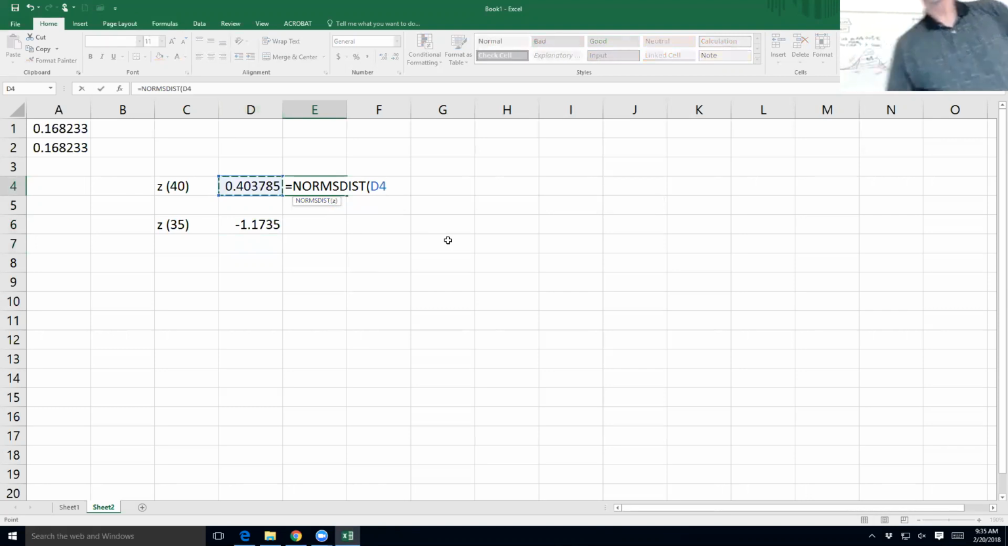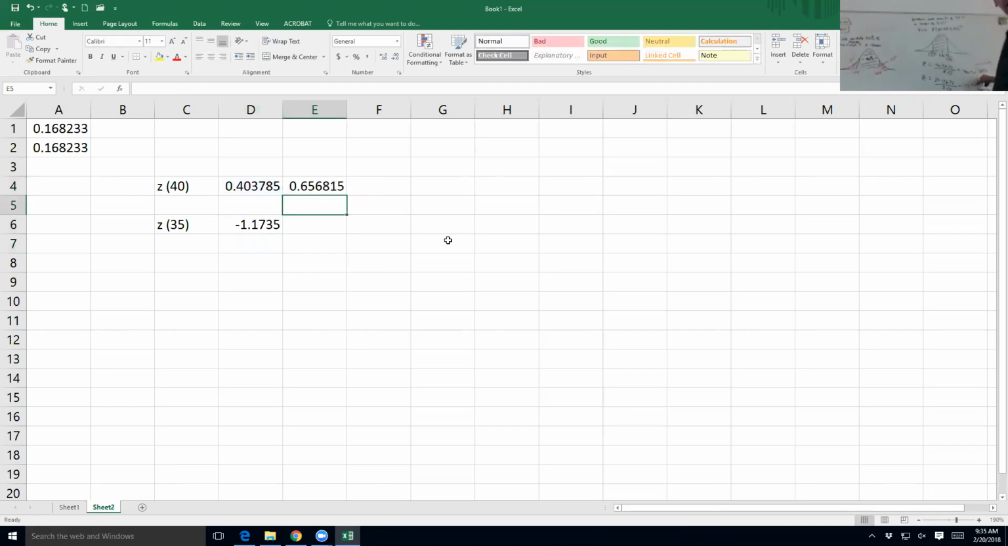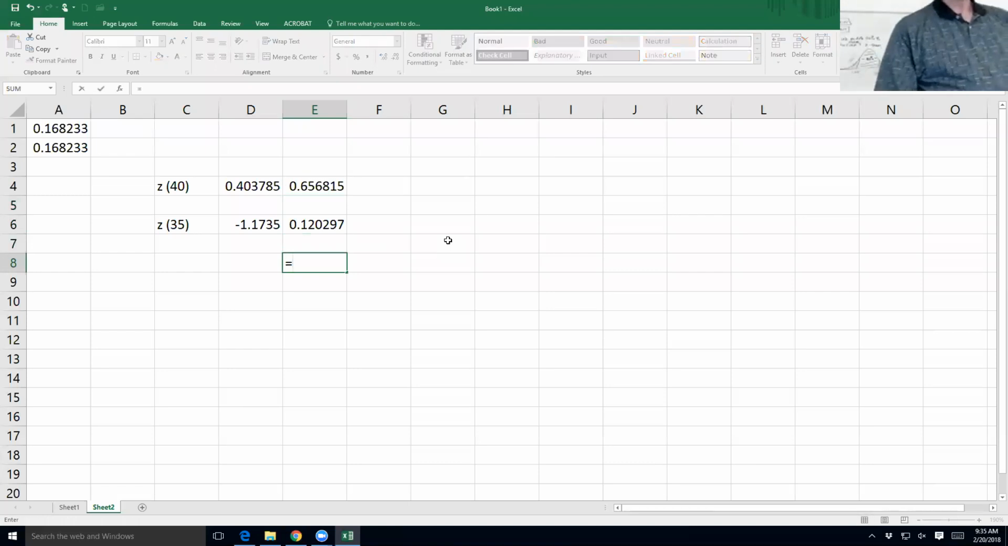Okay. So remember with the 0.40, we got 0.6554. This is going to be 0.6568. So that one's off a little bit. We use the same command here. We got 0.1210 before. Now we got 0.1202. You're still going to subtract them, the top one minus the bottom one, 0.5365. So we're off a little bit.